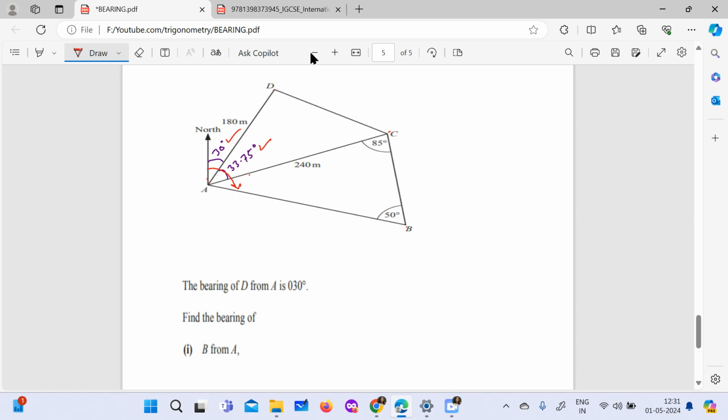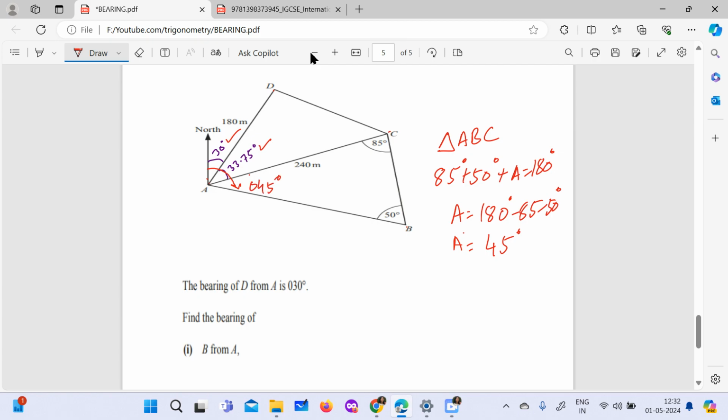If you look here carefully, this is triangle ABC. And we know that the angle sum property of a triangle is 180 degrees. So it will be 85 degrees plus 50 degrees plus A equals 180 degrees. So A is equal to 180 minus 85 minus 50 degrees. So how much will it give you? So you will get here A as 45 degrees, right? So this is 045.